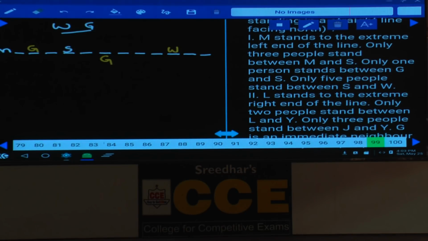Now how many persons in between G and W? If G is here, then 3 persons, or if G is here, then 7 persons. Hence, what is your answer? The number of persons in between W and G could be either 3 or 7 with the help of condition number 1.